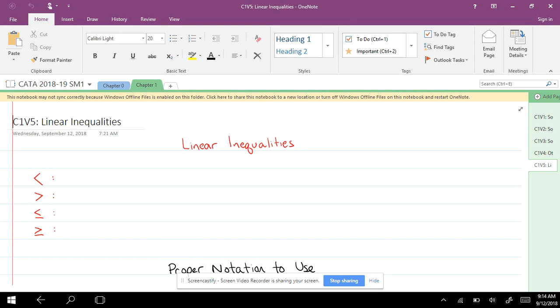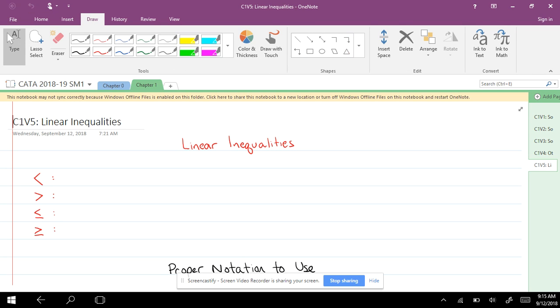As you can recall from what we've been focusing on this chapter thus far, we're talking about solving equations. We've talked about solving rational equations. We've talked about solving quadratic equations. We've talked about solving radical equations. We're going to change gears just a little bit, and we're going to start talking about linear inequalities.